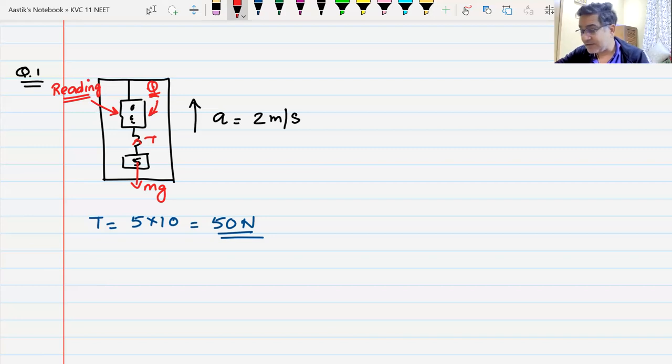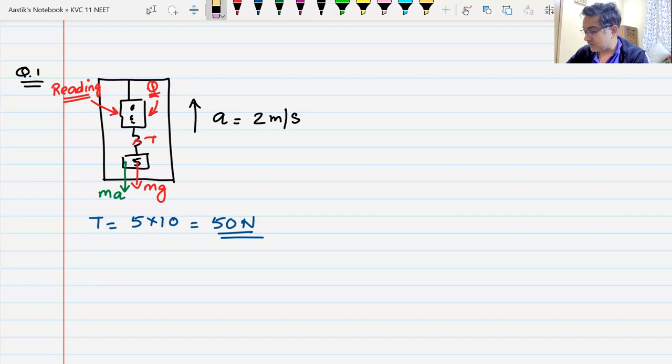Therefore, I must now apply what? I must now apply on this body one unreal force, which is the pseudo force, because I am making the equation from a non-inertial frame. So that pseudo force becomes equal to m into a. Since acceleration is upwards, the pseudo force is downwards.